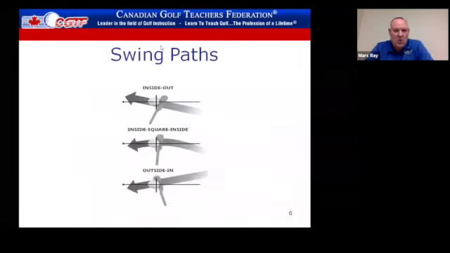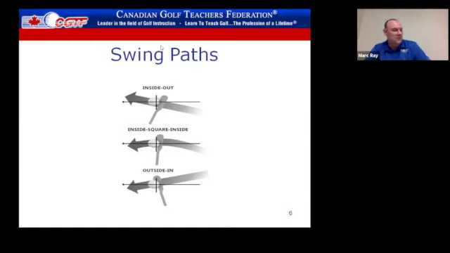So then the path, basically we can have a few different paths: inside out, square path, or an outside in, going across. Some people struggle with an inside out path just as much as you would see in an over the top type swing, creating an outside in.